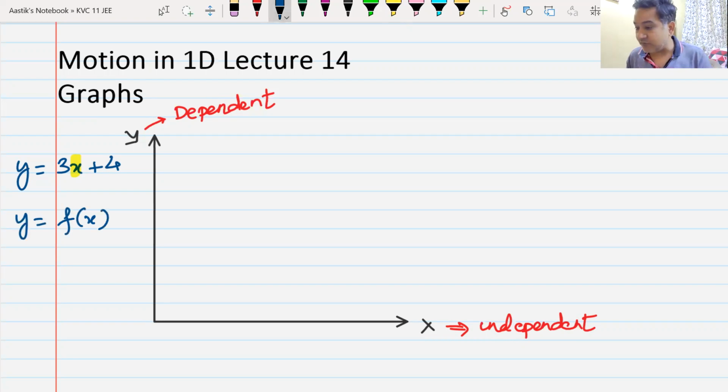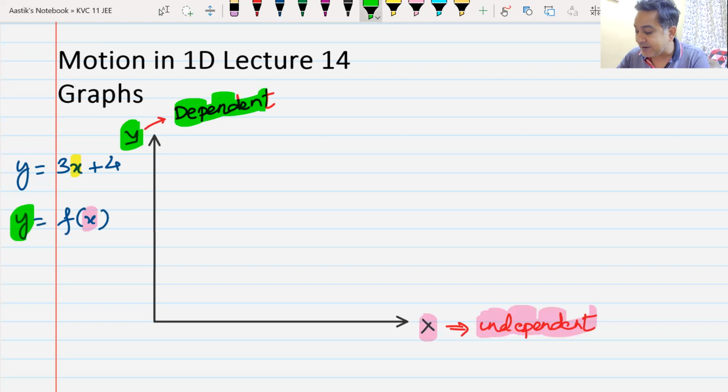Y is a function of x. Do we understand this? Y as a function of x. So you can give any value of x. Your x becomes your independent variable and your y becomes your dependent variable.